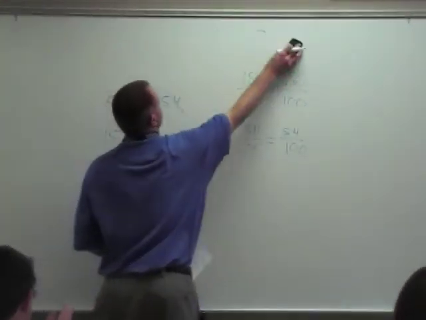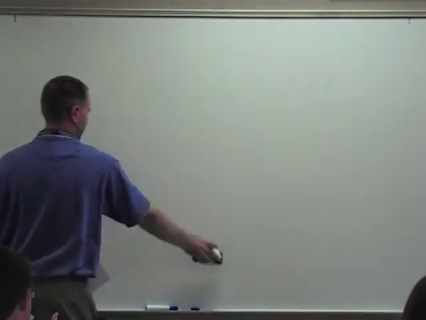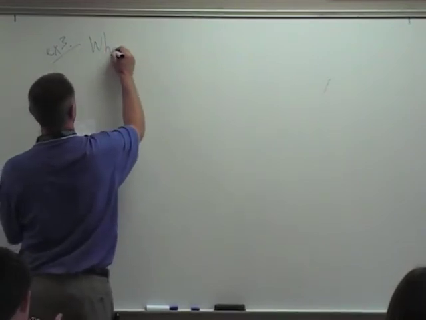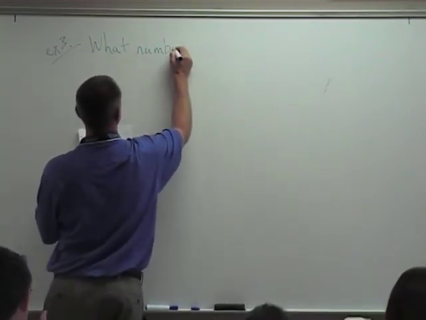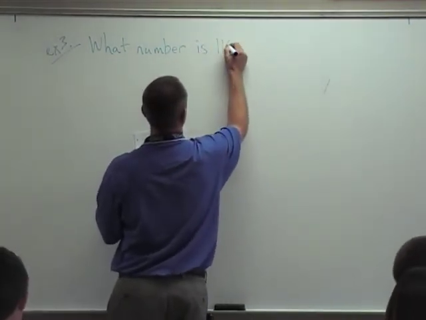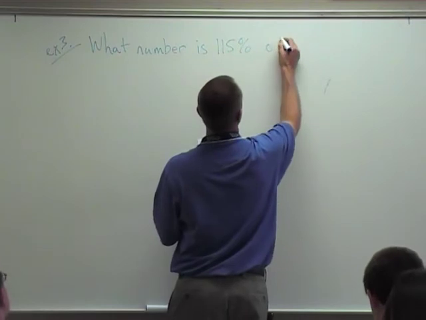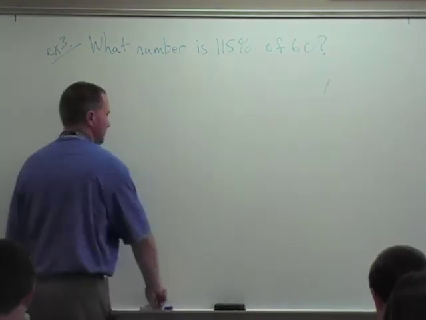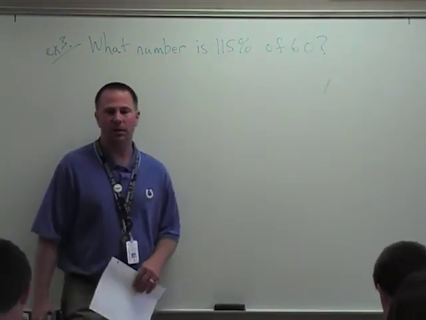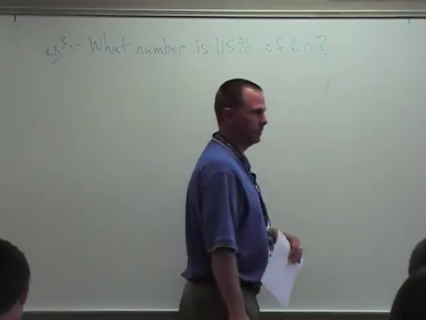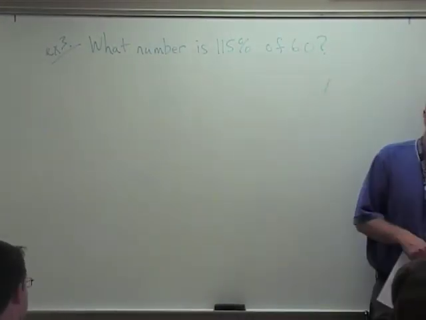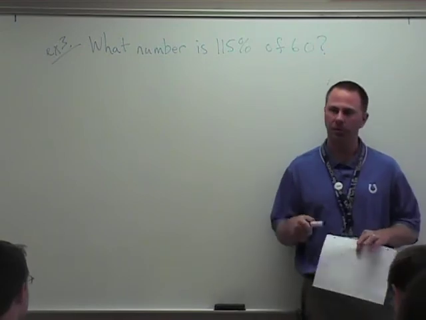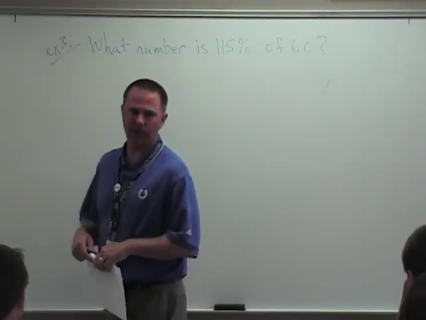All right, example 3. Let's see if we can do this one right. What number is 115% of 60? I'm just curious, by show of hands, who actually is solving it by is over of? About half. That's about normal. Half the class likes the equation, half the class likes is over of.